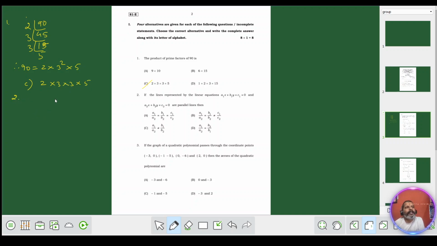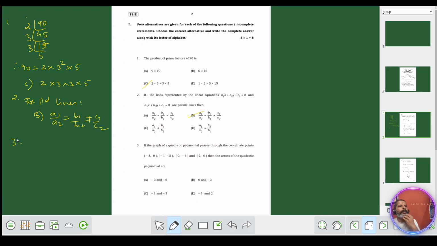If the lines a1x plus b1y plus c1 and a2x plus b2y plus c2 are parallel lines, what should be the condition for parallel lines? You should remember the table again, and I'm telling you, 1 mark questions will be derived from that 9 points table in the chapter. For parallel lines, you know that it is a1 by a2 equal to b1 by b2 not equal to c1 by c2. Clear?